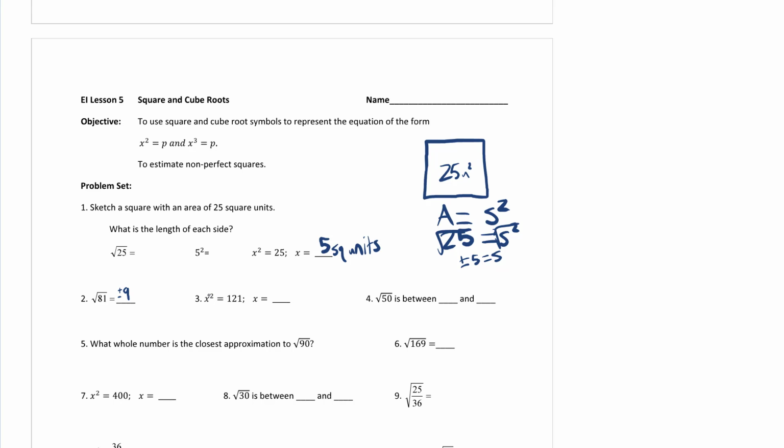Okay. To solve for x in x squared equals 121, we square root both sides. The square root cancels with the square. We're left with x equals plus or minus, because you square rooted, 11.